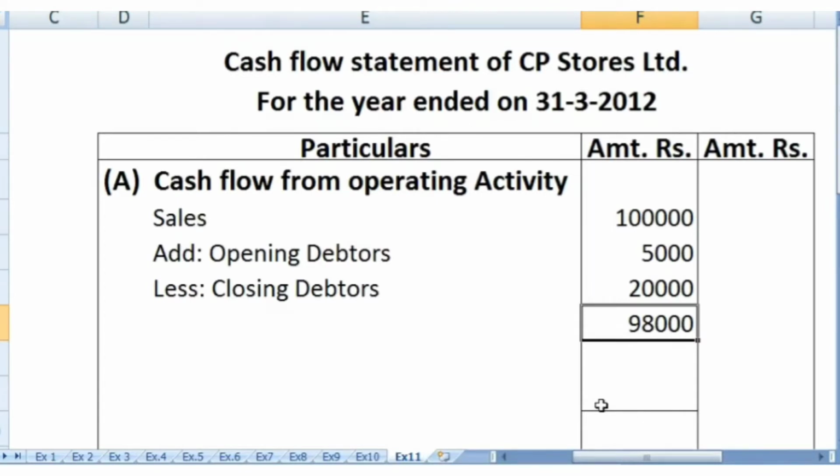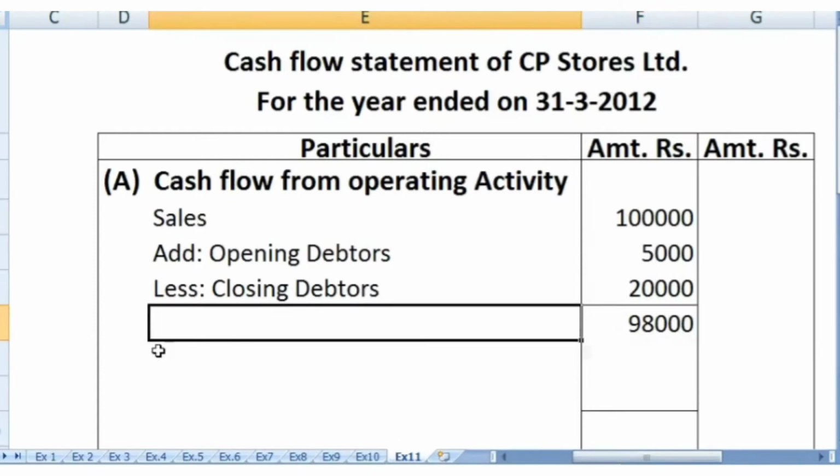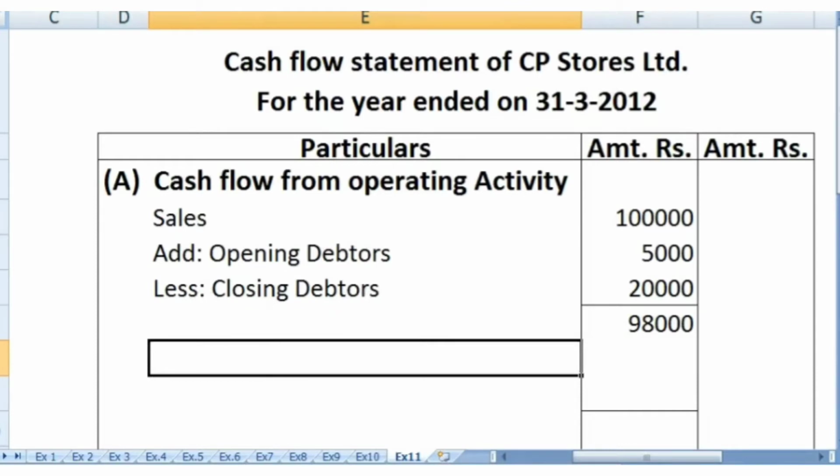So that is our cash inflow. And on the other hand, our cash outflow is what? Cash outflow is purchase. The most important outflow is purchase. Here purchase is not given directly, but opening creditors and closing creditors are given, and they will give you the net amount payment to the creditors.